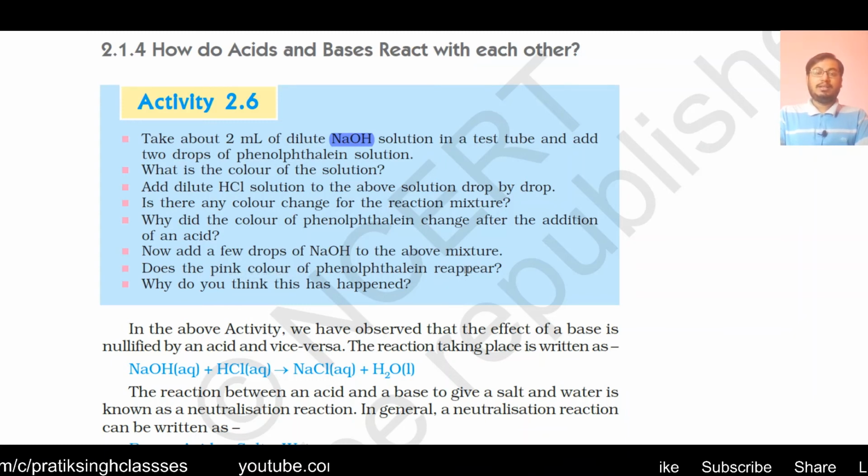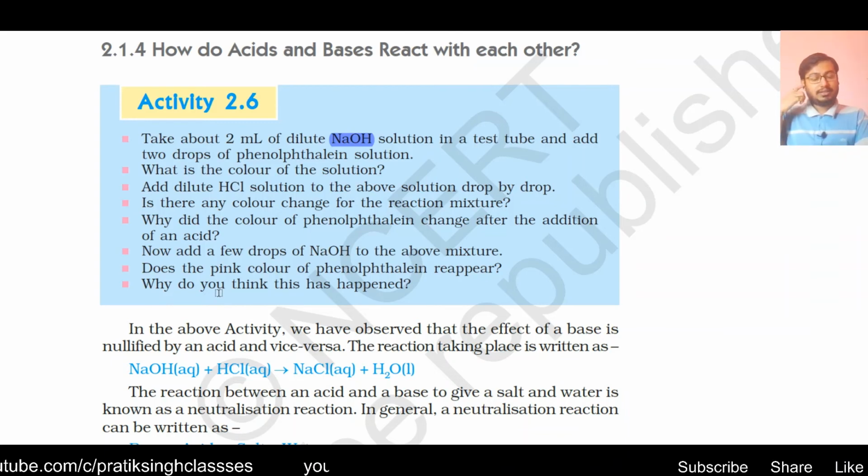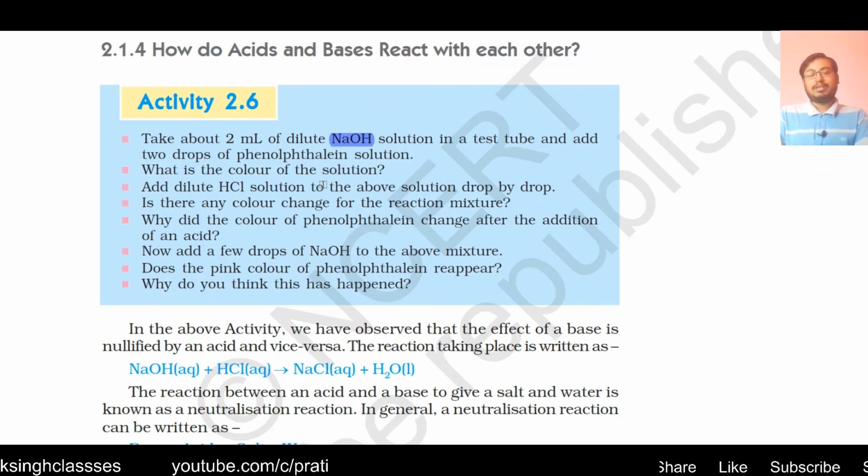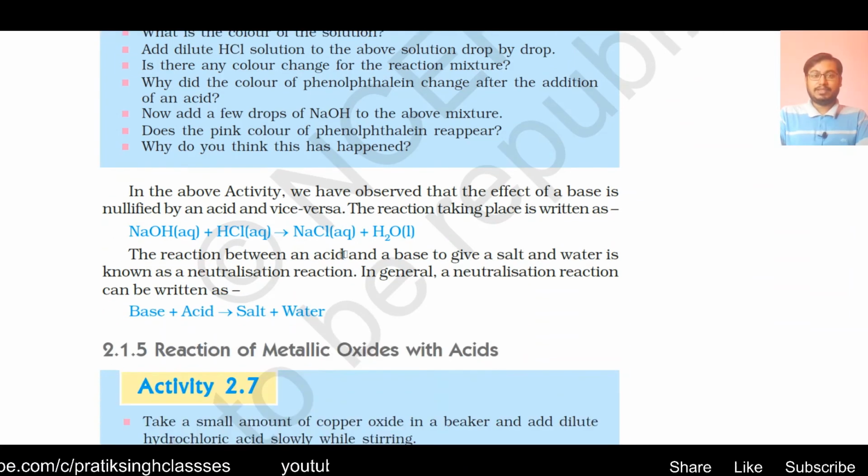First the phenolphthalein color will disappear, then again it will reappear when the amount of sodium hydroxide increases. Why do you think this has happened? When the concentration of NaOH decreased, the color of phenolphthalein faded away, and when the concentration of NaOH increased again, the pink color came back.